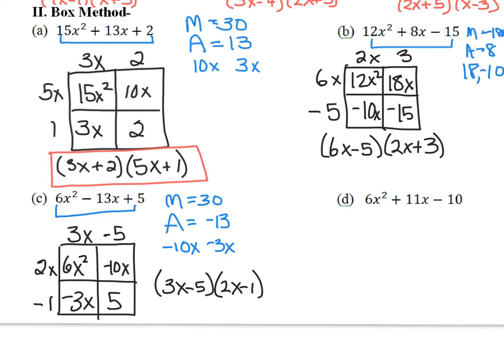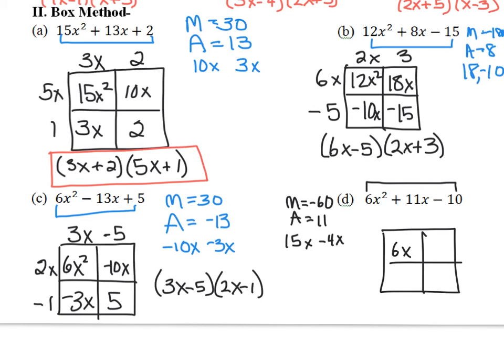Let's do part D together. So I'm looking at the combination of 6 times negative 10. I want to multiply to get negative 60 and I want to add to get 11. So the combination that works there would be 15x and negative 4x. Now, of course, I'm doing this kind of quickly, coming up with these combinations. That's probably the hardest thing to do, come up with the combination that multiplies to this number but adds to this number.